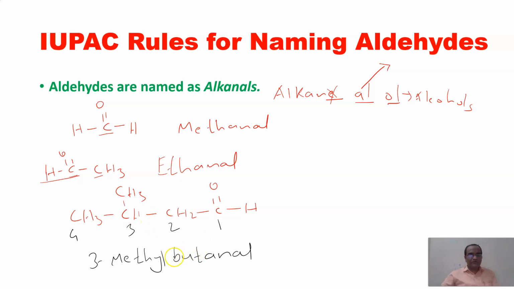There is no need to write the number for that butanal, because it is understood that it is not a ketonic group. A ketonic group will be in the middle, but in case of an aldehyde, it will always be at the end. So it will always start from 1. In a mixed example, how to give priority to such groups, we will talk about it also. Let us take one more example.